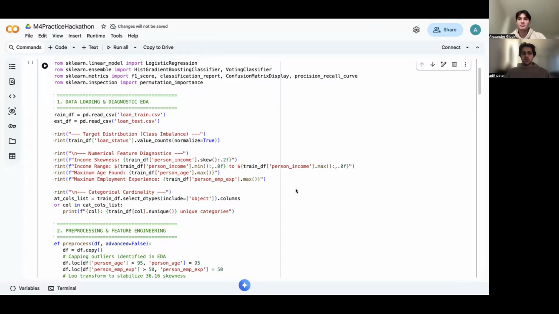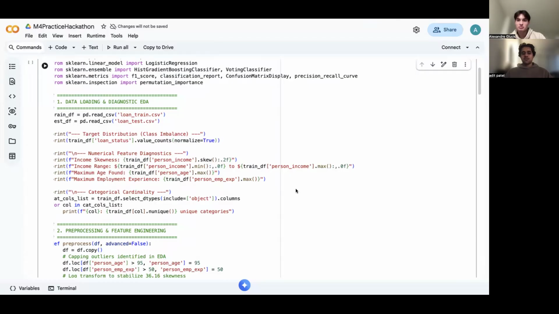To begin our project, we started with a deep dive into the raw loan dataset using a comprehensive diagnostic script. We were working with a training set of 36,000 observations, and right away we noticed a significant hurdle in the data distribution. Only about 22% of the applicants in our training set were labeled as default, and in the world of machine learning, this class imbalance is a major red flag because it means the model can look very accurate on the surface just by being lazy and predicting that no one will ever default.